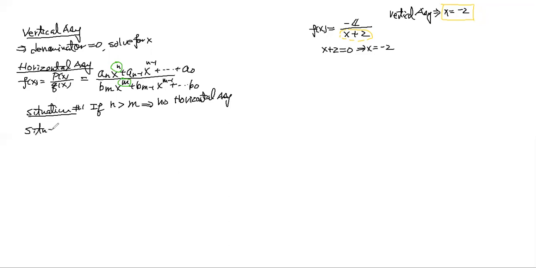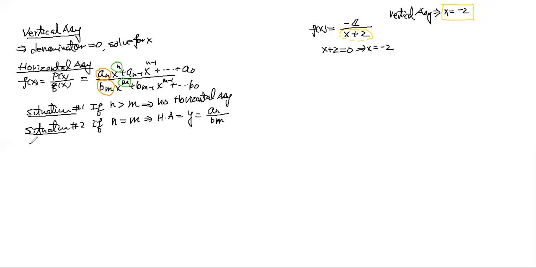Okay, so situation number 2. If n equals m, so if they have the same degrees, then what is the asymptote here? The horizontal asymptote, HA, is equal to y equals the ratio of their leading coefficients. So it's a_n over b_n.